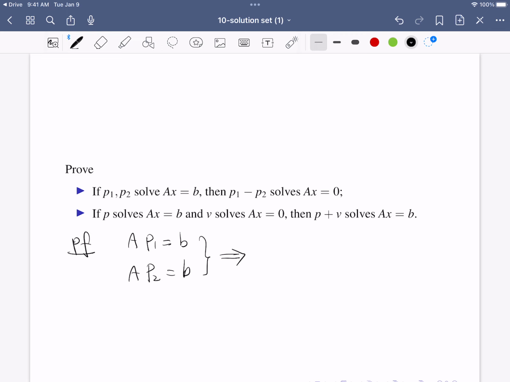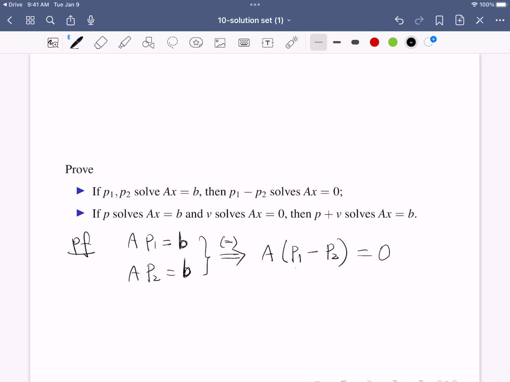Now we're going to subtract each other from, so left hand side minus left hand side means AP1 minus AP2. We can take out P1, so do subtraction. AP1 minus AP2 means A outside and P1 minus P2. And B minus B, right hand side minus right hand side, basically 0.